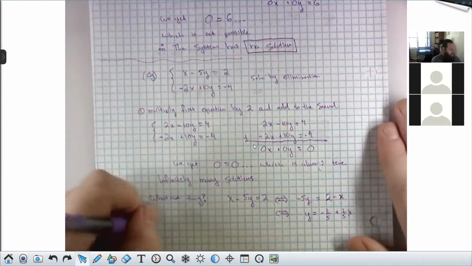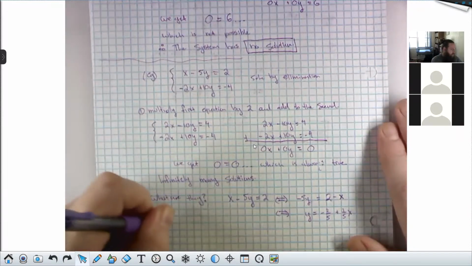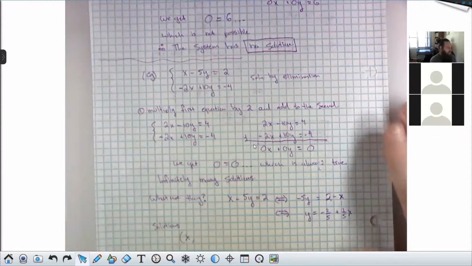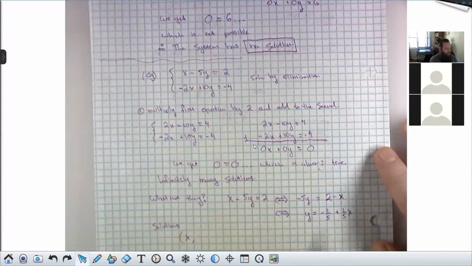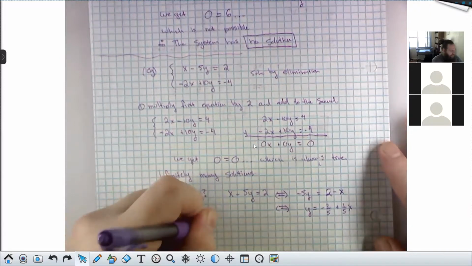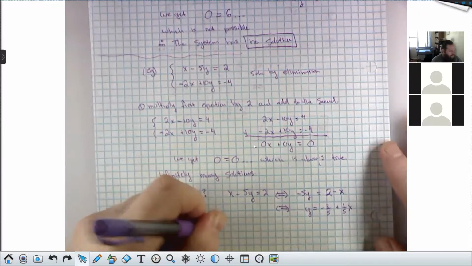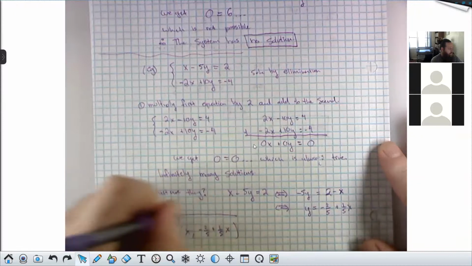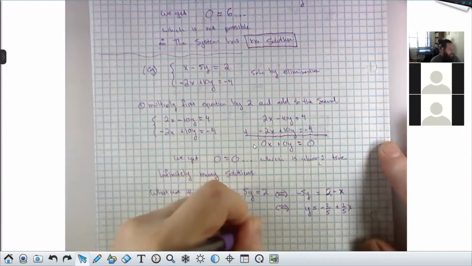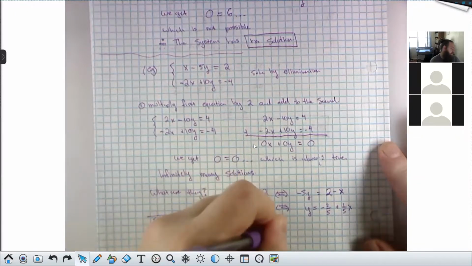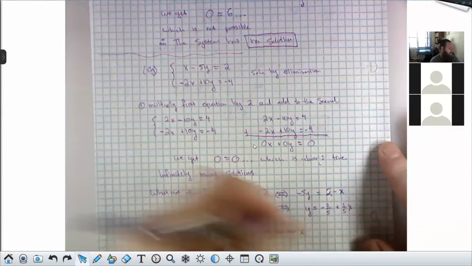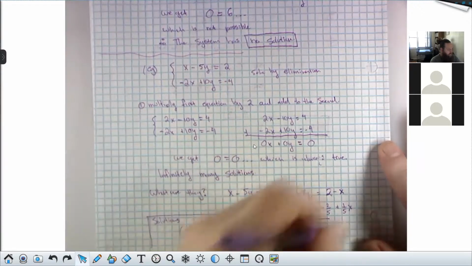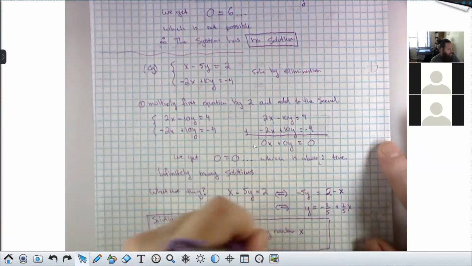I can say that these solutions are ordered pairs of the form x comma y. X comma negative 2/5 plus 1/5 x for any real number x. This is my set of all those solutions.